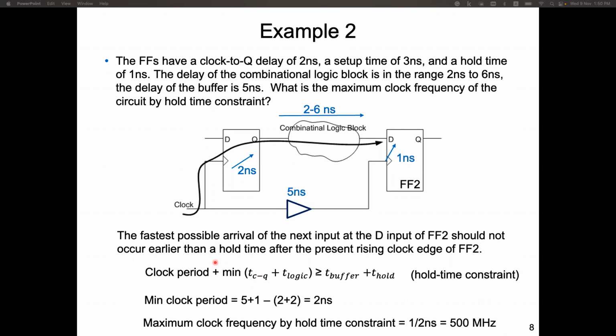Okay, the numerical answer is here. Period. The period here means the coming in of the second sample, plus the fastest delay, should occur later than one whole time after the rising edge of the second flip-flop clock.